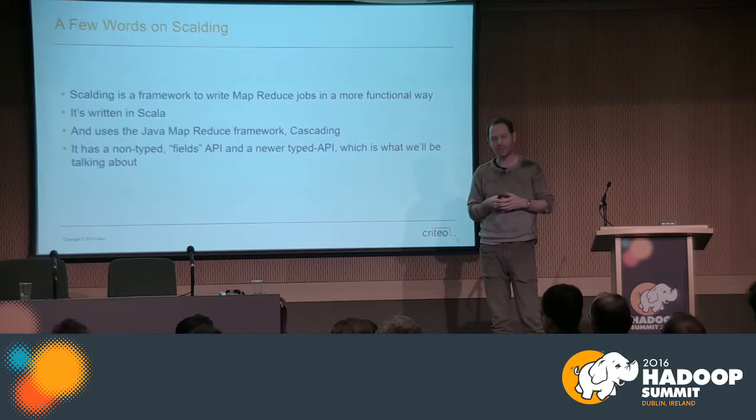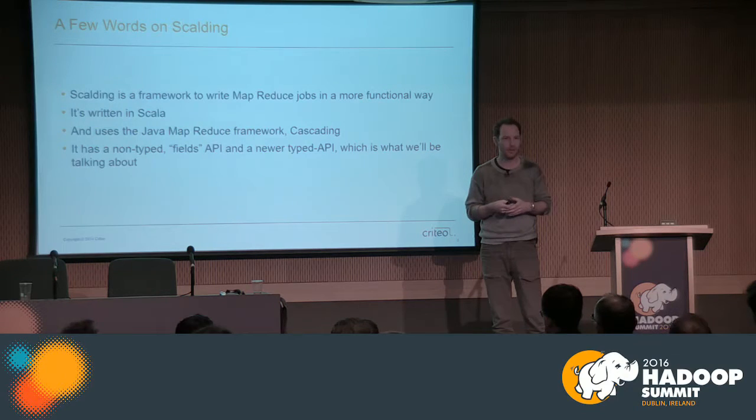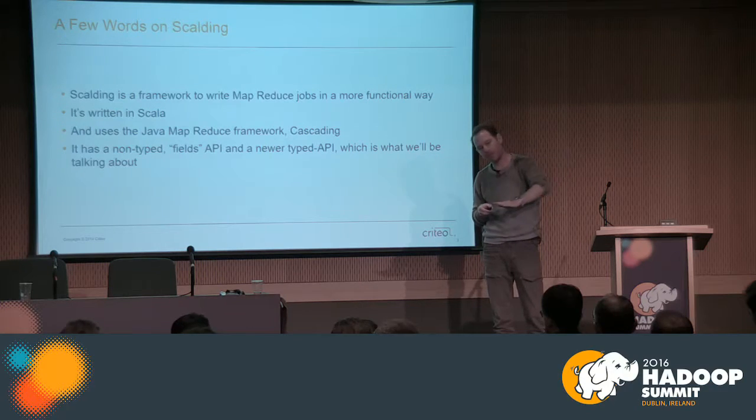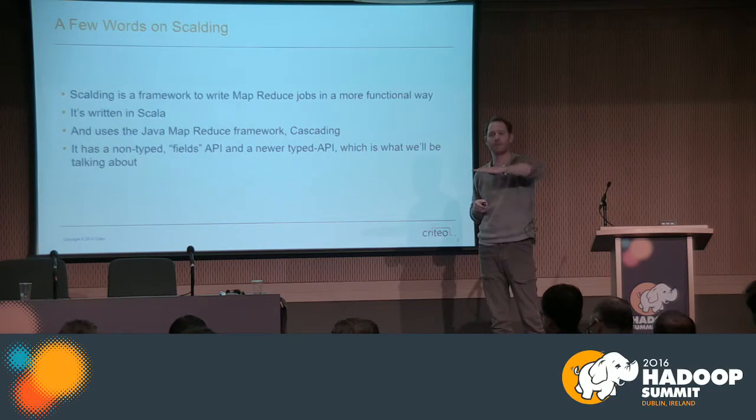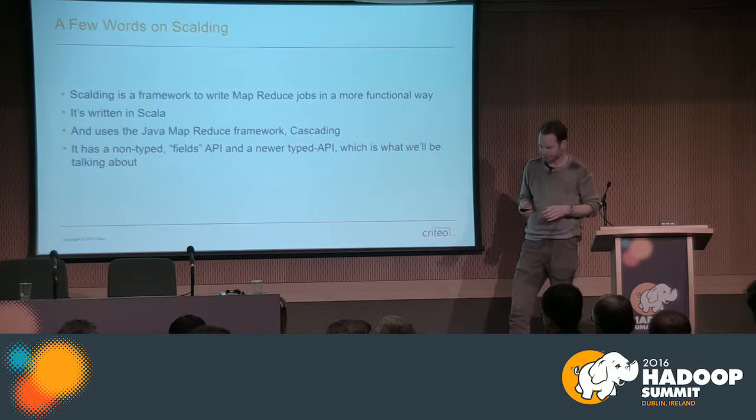Actually, what we're going to be talking about today is the typed API of scalding. The way to look at this is, all the way on the bottom you have MapReduce, then you have cascading, then you have the Scala fields API, and you have some extra sugar on top of all that stuff that gives you the type safe API. So that's what we're going to talk about.